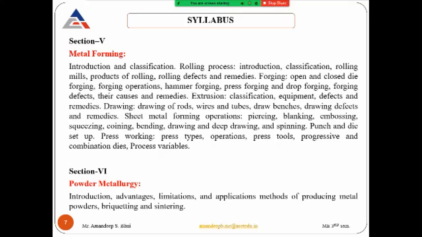Chapter number 6 will be powder metallurgy. So we will be studying about various advantages, limitations, and applications, and how powder metallurgy is used to produce hybrid materials. In that, we will be studying about the briquetting and sintering process. Okay. So that is the 6 chapters in your syllabus for engineering materials, metallurgy, and manufacturing 1.